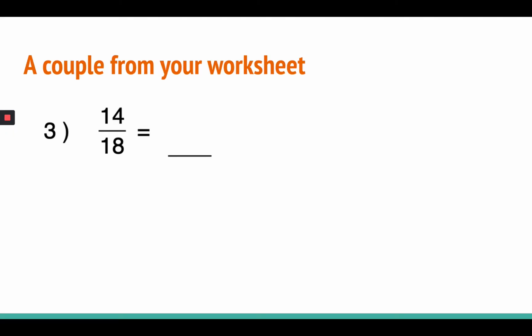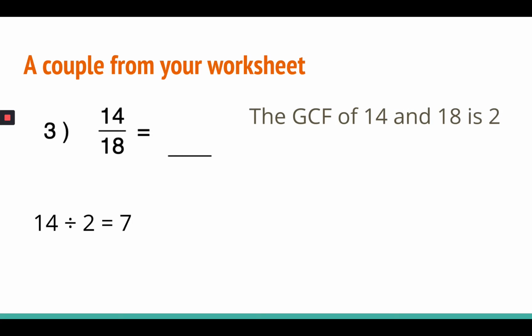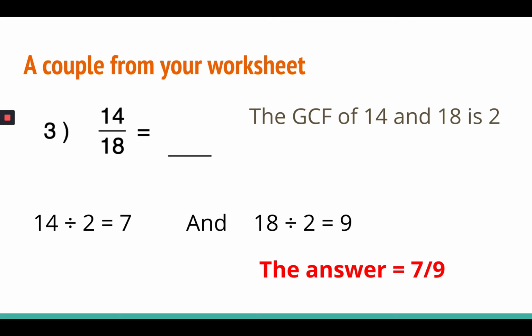Oh, I don't know why that one didn't download. So we're going to jump to question 3. 14/18. Greatest common factor is 2. 14 divided by 2 is 7. And 18 divided by 2 is 9. The answer is 7/9.